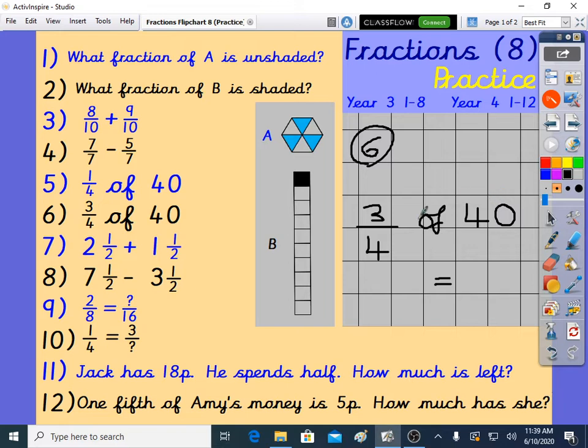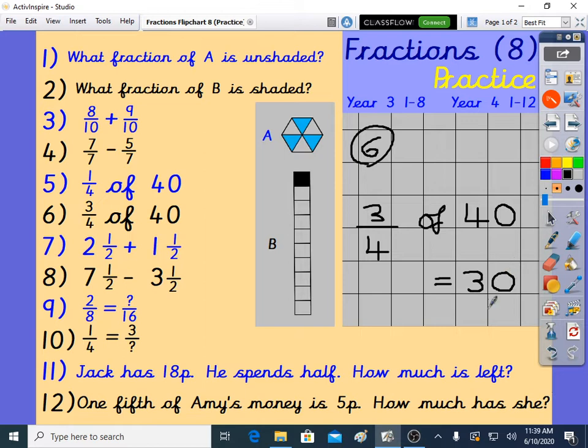Well, what we do first is we find 1/4 of 40, like we did in question 5, by doing 40 divided by 4. And it was 10, wasn't it? Question 5 was 10. 40 divided by 4 is 10. That gives us 1/4, but we want 3/4. So we times our 10 by 3. 10 times 3 is 30.